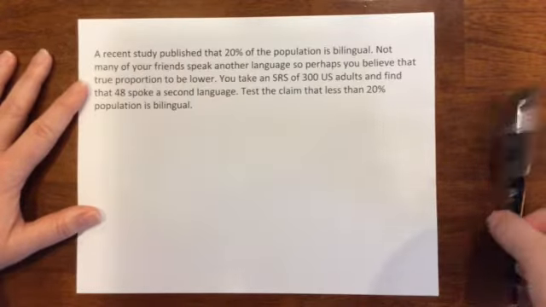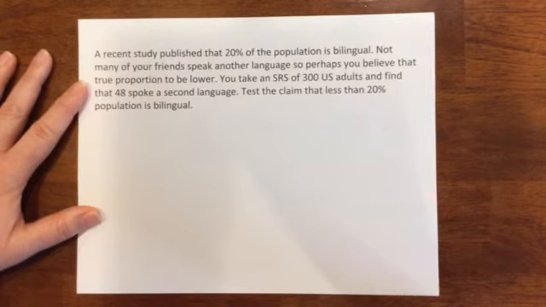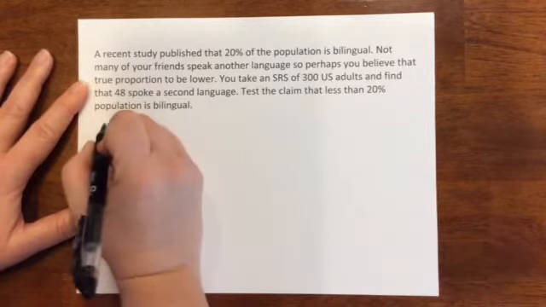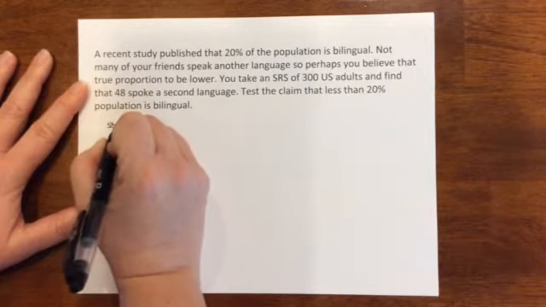All right, so let's try an example. A recent study published that 20% of the population is bilingual. Not many of your friends speak another language, so perhaps you believe the true proportion to be lower. You take an SRS of 300 U.S. adults and find that 48 speak a second language. Test the claim that less than 20% of the population is bilingual. All right, so we're still going to do state, plan, do, conclude.